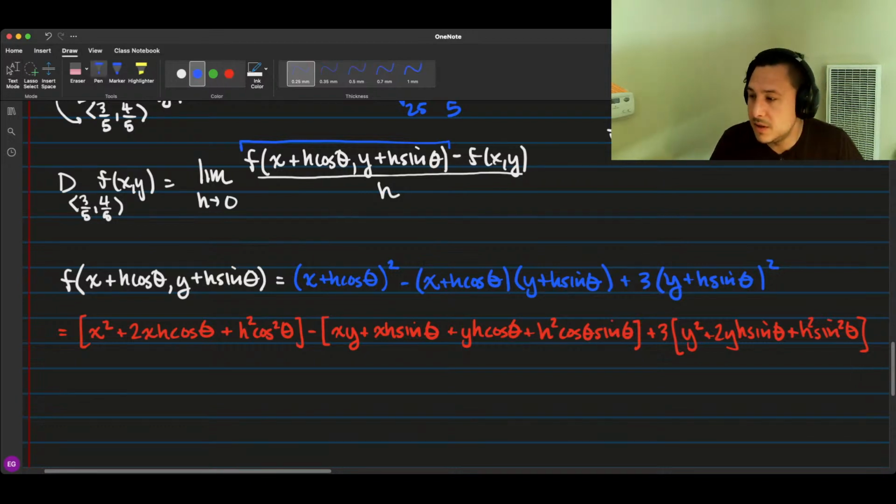There's very few though. Okay, what could you do with these two? Your h squared cosine squared theta and h squared sine squared theta. Yeah, so you'll factor out the h squared, the cosine squared plus sine squared will be 1, right? And that will just give you h squared. Other than that, okay, I'm going through and trying to figure out what else will cancel. So bear with me.